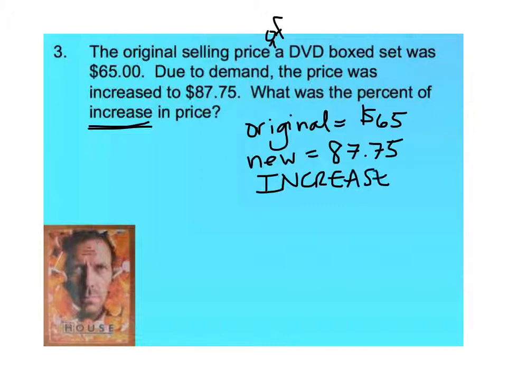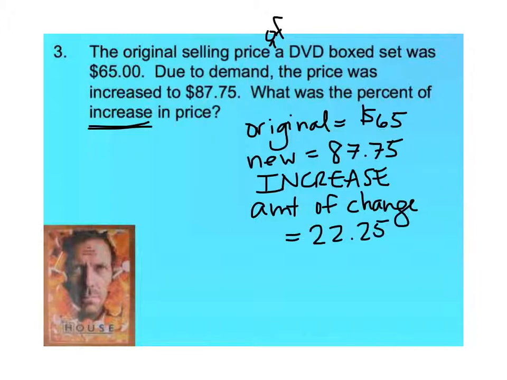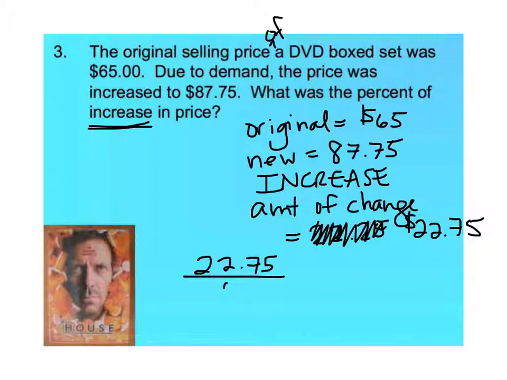What's the amount of the change? Well, the amount of change is 87.75 minus $65. That comes out to be 22.25, I think. Nope, I'm wrong. It's 22.75. And it won't let me erase. Gonna have to scribble. Sorry. I promise I'm not being lazy. I just couldn't erase it. Once you switch tools, it won't let you go back. All right, so amount of the change over original amount, which is 65.